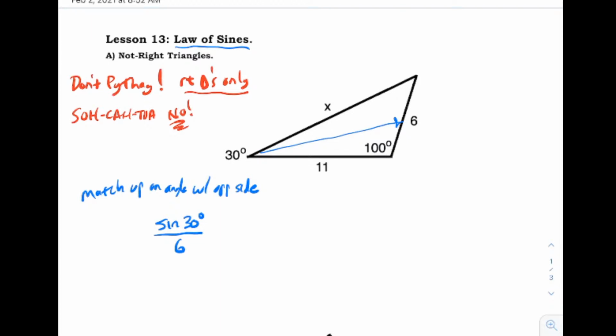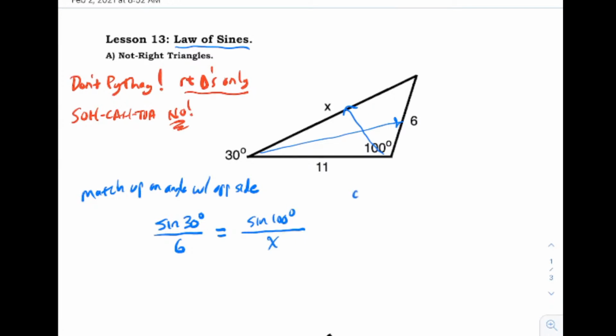Now we're going to set up a little proportion. And what you do is you do the same thing. Match up an angle with a side. So I'm going to say the sine of 100 degrees over x. Notice, it's a proportion, and there's only one thing we don't know. So we're able to crisscross our applesauce, or whatever they say these days, and solve that thing. This is the greatest thing in the world.